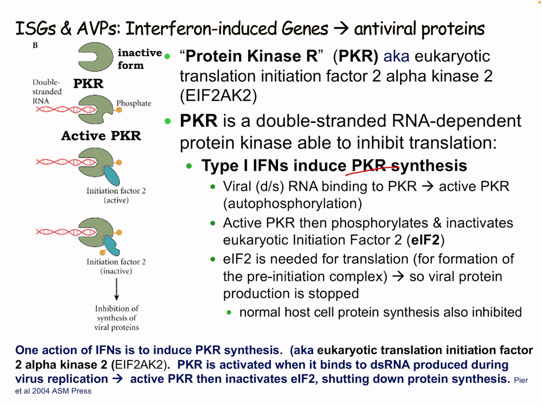So, one action of interferons is to induce PKR synthesis, as we said. PKR is activated when it binds to double-stranded RNA produced during viral replication. Importantly, active PKR then inactivates EIF2, shutting down protein synthesis for both the virus and the cell.